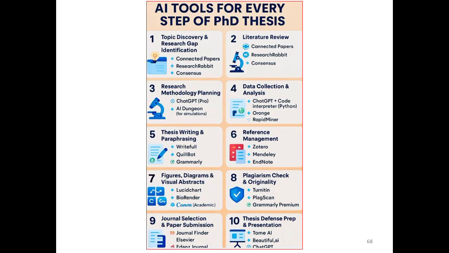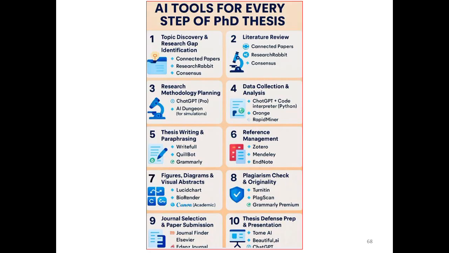Then what are the AI tools? Summary steps of a PhD thesis. For topic discovery and research identification, Connected Papers, Research Rabbit, Consensus, etc. You can use any AI tool. For literature review, Connected Papers, Research Rabbit, Consensus, etc. For research methodology planning, you can use ChatGPT Pro, and AI Dungeon for simulation purposes. Then data collection and analysis, you can use ChatGPT Plus with code interpreter using Python, or Orange, RapidMiner. These are the data analysis tools.